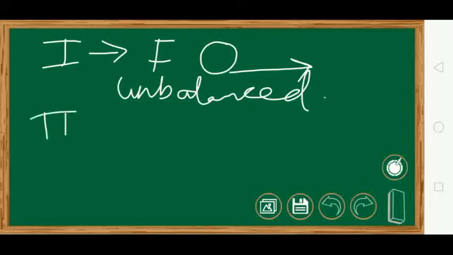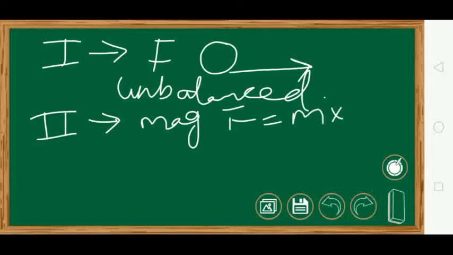Now the second law says how much is this force. It gives you the magnitude of force, that is F is equal to ma. So the first law states that if an unbalanced force is applied, then the body shows a motion. The second law states how much will be this force, that is mass into the acceleration.